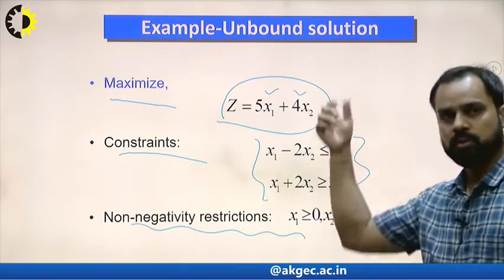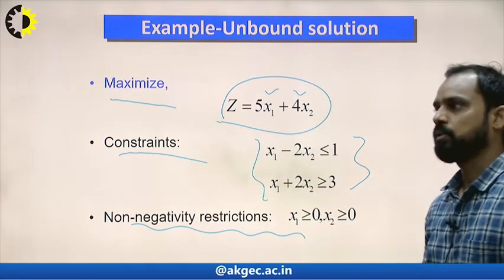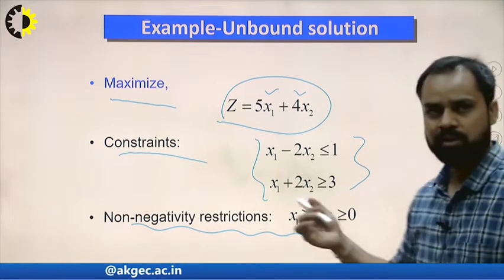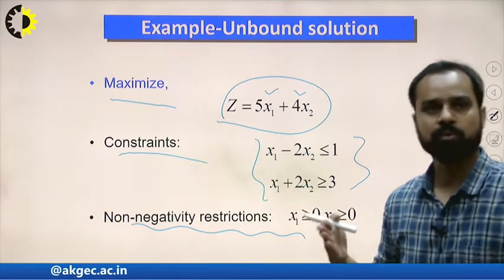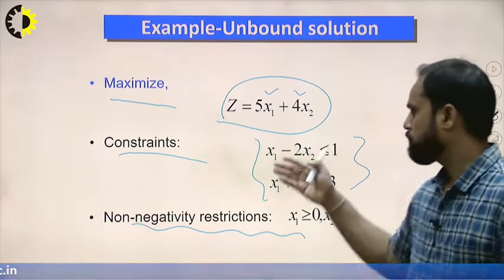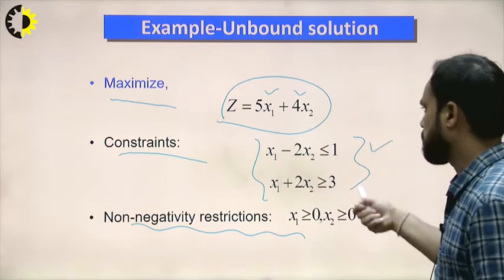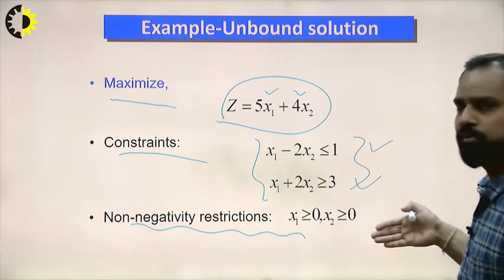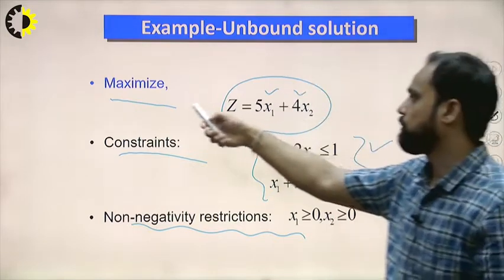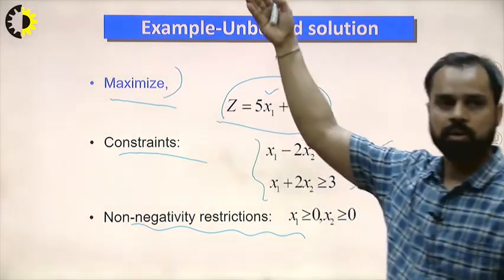If I plot these equations on the graph, then I can easily observe. Now you can easily plot on the graph. I have given two examples of how we can plot any equation on the graph. We just have to write the coordinates of this equation and this equation, plot them on the graph and find the feasible region. Then, because the problem is one of maximization, we have to see the corner point.